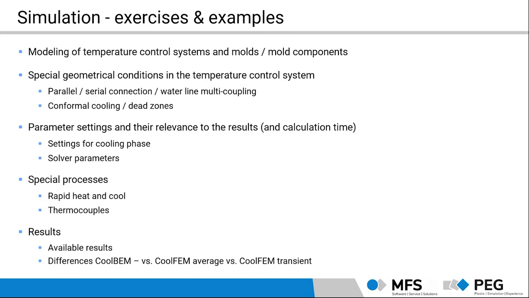And as it's called advanced cooling technologies, we will first talk about special processes like rapid heat and cool processes, and how to set them up in different ways: with electrical heater elements, or with a chiller unit that can switch from hot water to cold water, or even from steam to cold water. Or maybe how to use thermocouples to control a heater element of the hot runner.